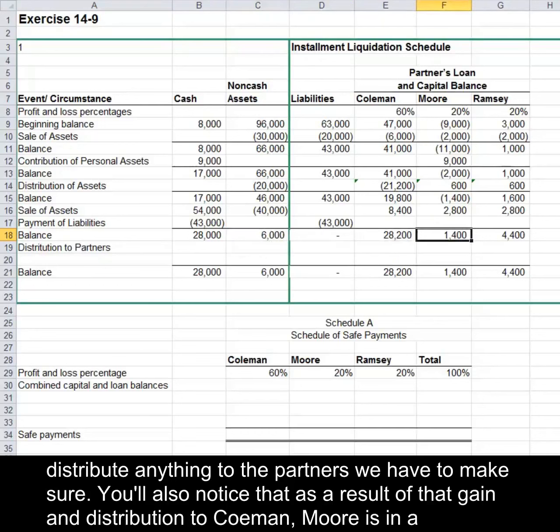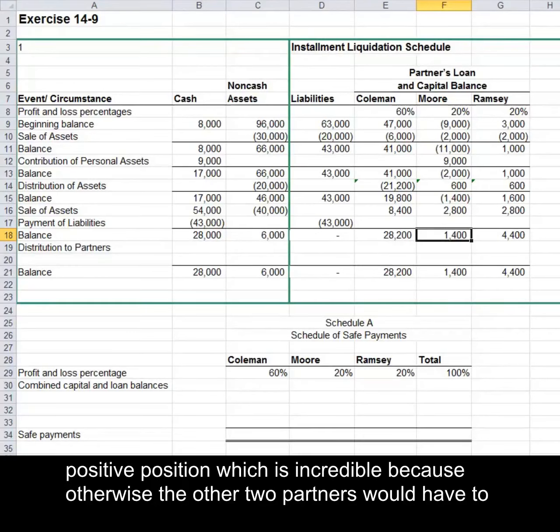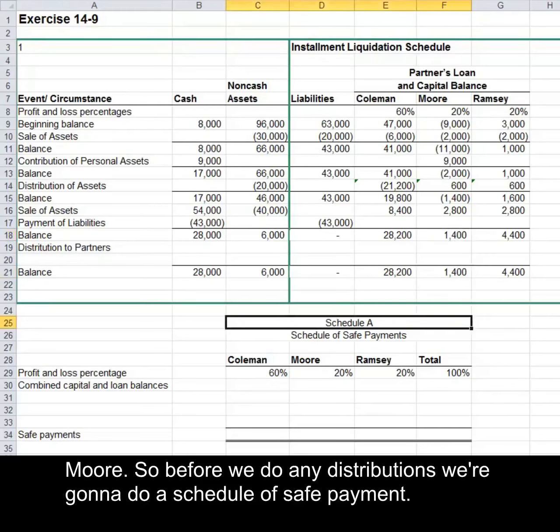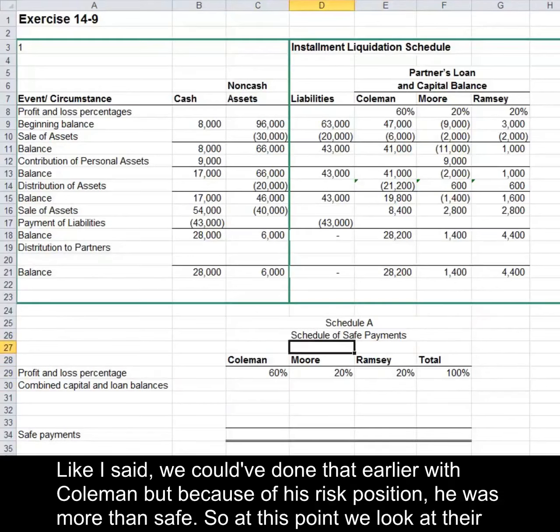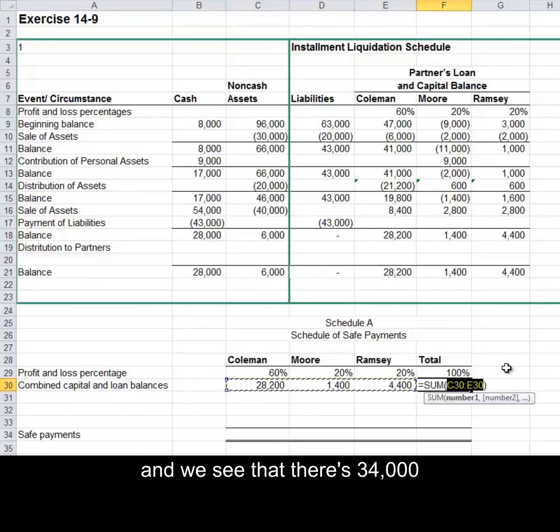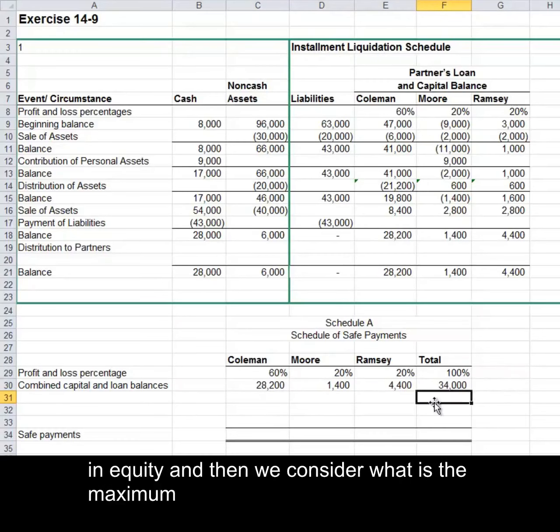You'll also notice that as a result of that gain and distribution to Coleman, Moore is in a positive position, which is incredible, because otherwise the other two partners would have to kick in and potentially then seek restitution in court against Moore. So before we do any distributions, we're going to do a schedule of safe payment. Like I said, we could have done that earlier with Coleman, but because of his risk position, he was more than safe. So at this point, we look at their combined capital and loan balances again at the point in time that we are. So we're going to just copy those down, and we see that there's $34,000 in equity.